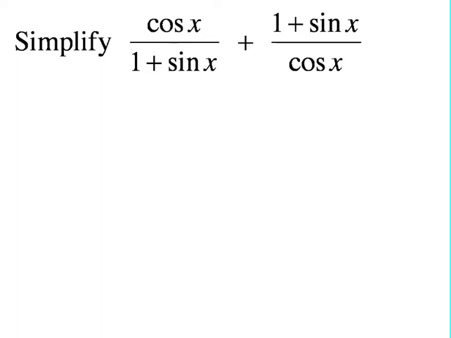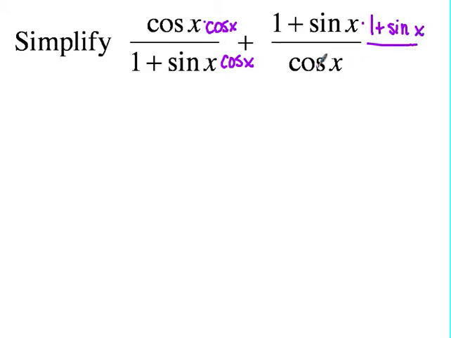You have cosine over 1 plus sine plus 1 plus sine over cosine. So we're going to take the same path that we did in the previous problem. What was the very first thing we did in the previous problem? Same denominator. What are you going to multiply here? Times cosine. Yep. What are you going to multiply the second one by? Times 1 plus sine, very good.